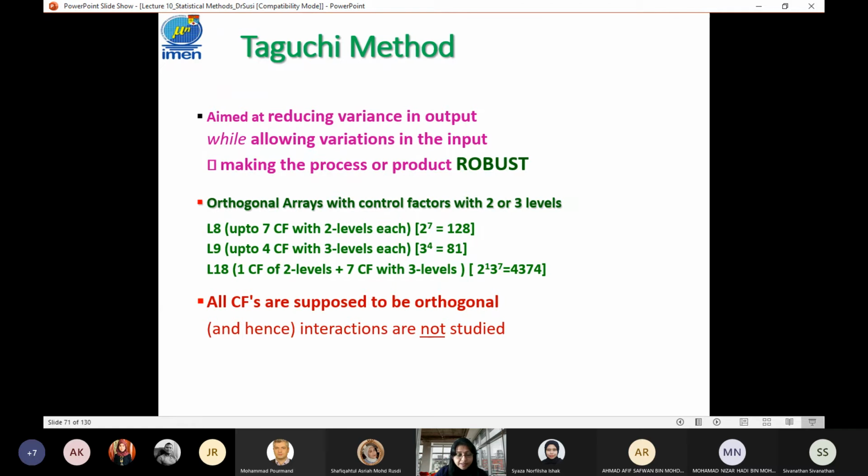Okay, and hence, Doctor? Yes. Doctor, excuse me to interrupt you. Can I ask you something? Yeah, sure, please. The 2 to the power of 7, that is the 7 factors, right?